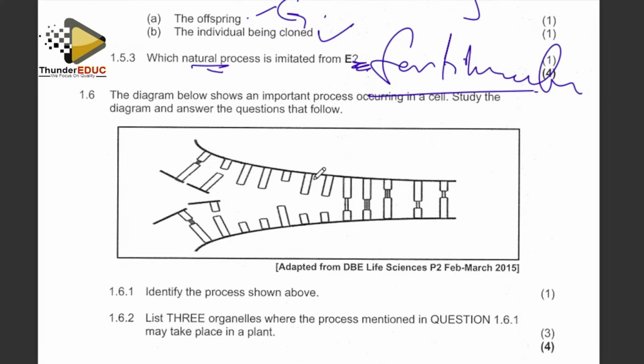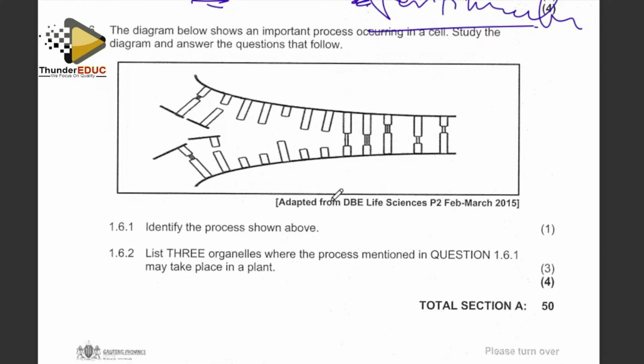All right, we continue. The diagram below shows the importance of a process occurring in the cell. Study the diagram and answer the questions that follow. All right, let's smash it. Identify the process. We say this process is what? DNA replication.